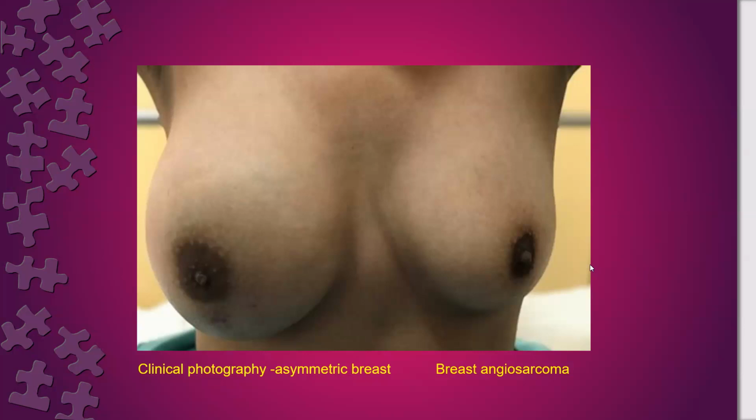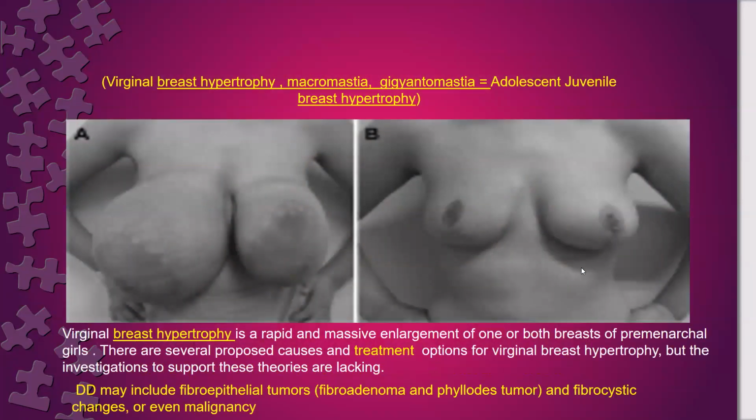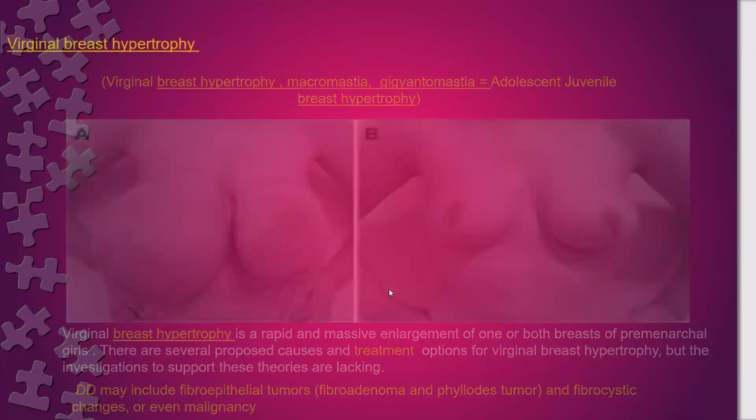How much does sarcoma of the breast represent of breast malignancy? 1%. So, this case we have seen asymmetry, but both sides are abnormal. This is virginal breast hypertrophy, macromastia, and as we mentioned, it has a differential diagnosis.